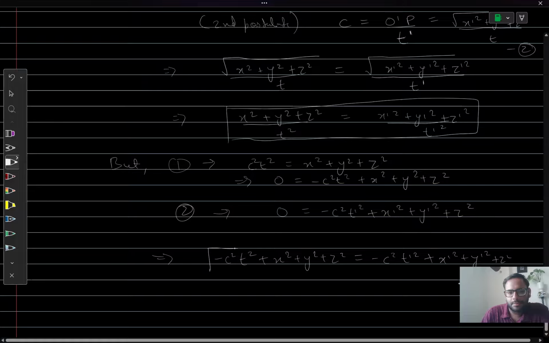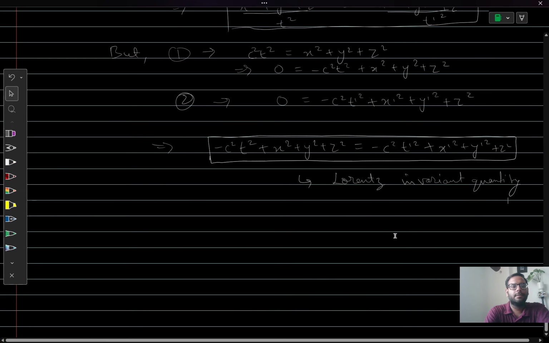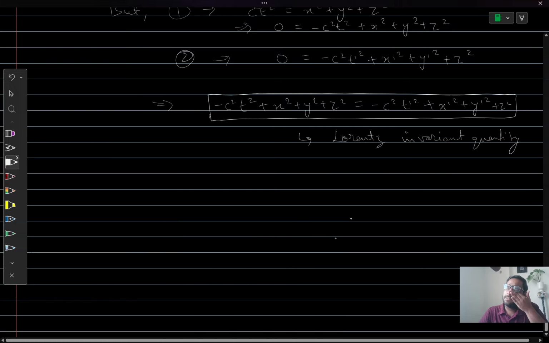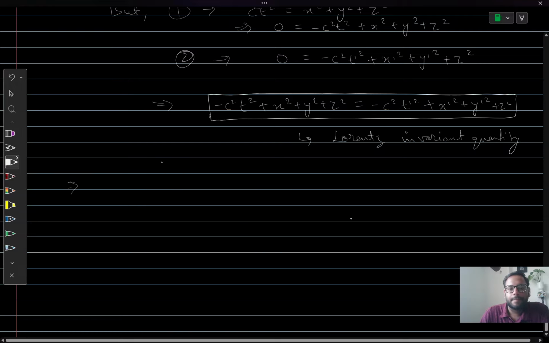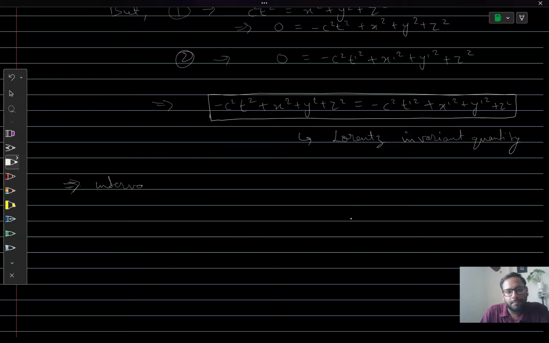And this is an important invariant quantity. We call it a Lorentz invariant quantity. You see, it is not valid in Galilean transformations, in Galilean relativity, because the speed of light changes in different inertial frames. But it is a Lorentz invariant quantity in the Lorentz-Einstein theory. This will imply you can write this equation in interval form similarly.